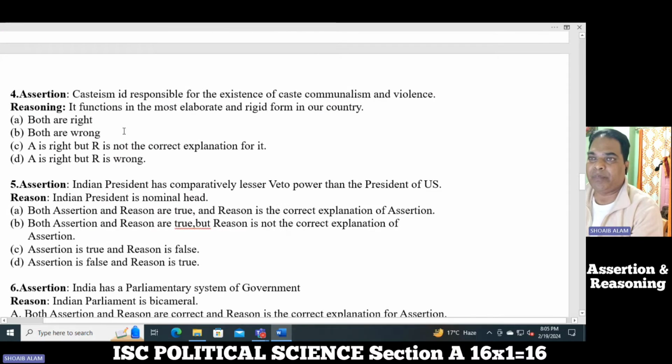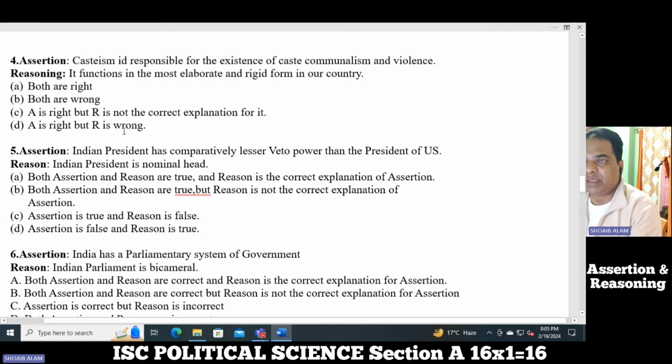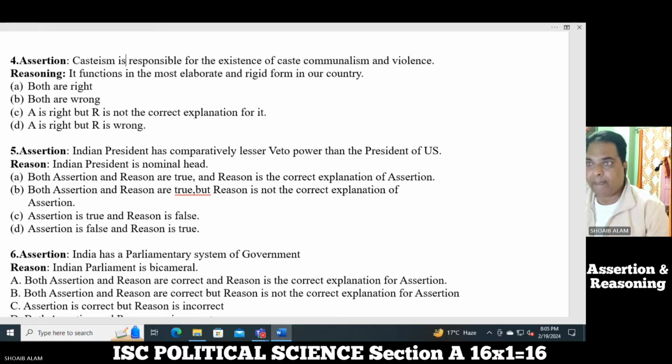Now number 4. Casteism is, okay, so let me correct it. Okay. Casteism is responsible for existence of caste communalism. Reason. So let me correct it.